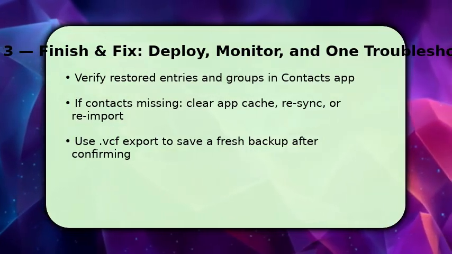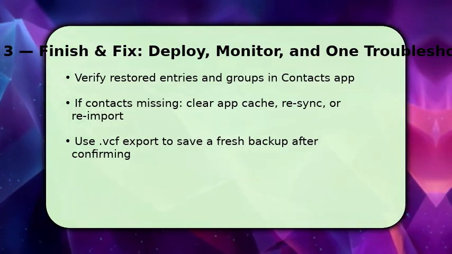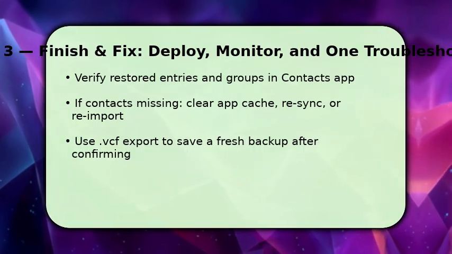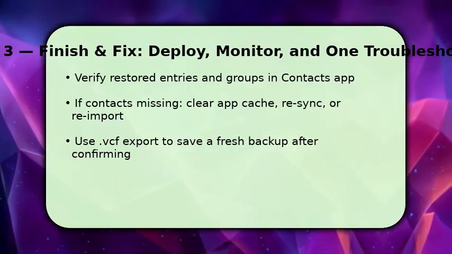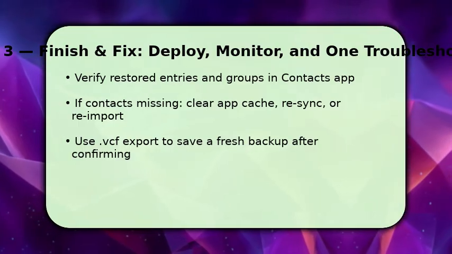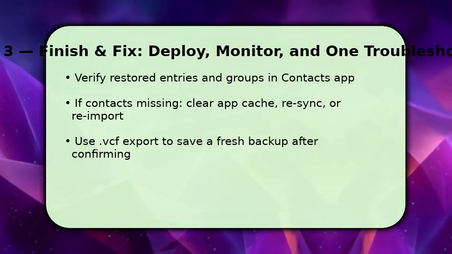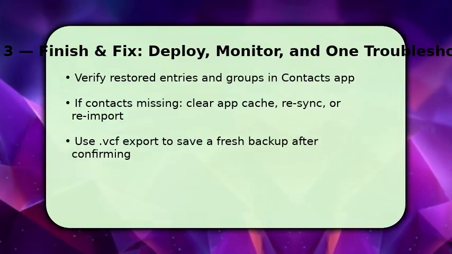You should open contacts and scan groups, numbers, and starred entries to confirm everything restored correctly. If items are missing, clear the Contacts app cache, force stop, then resync the account, or alternatively re-import the VCF file. Make sure to export afresh. VCF backup to internal storage once you confirm success so you have a recoverable copy.